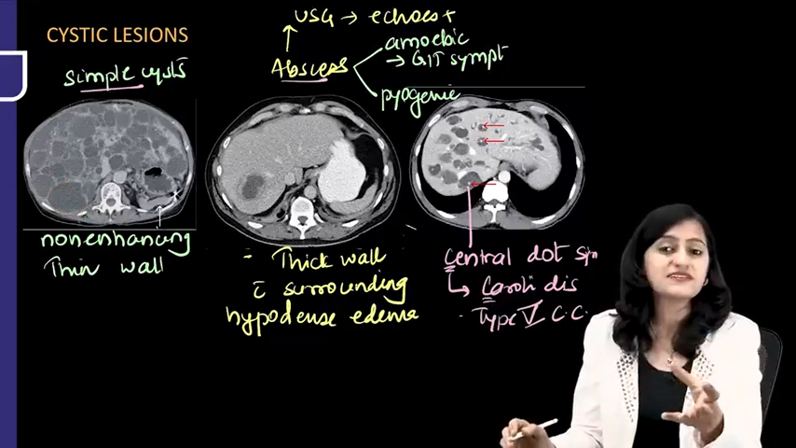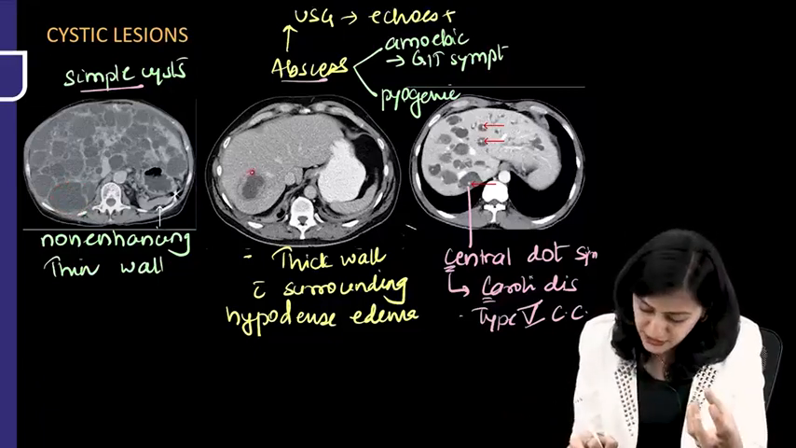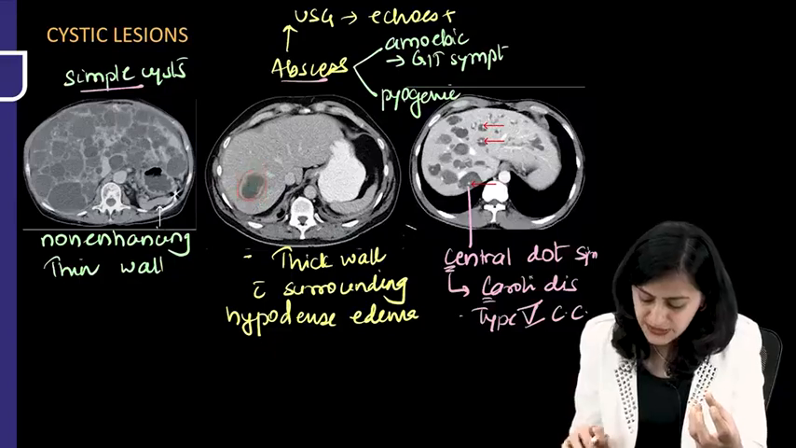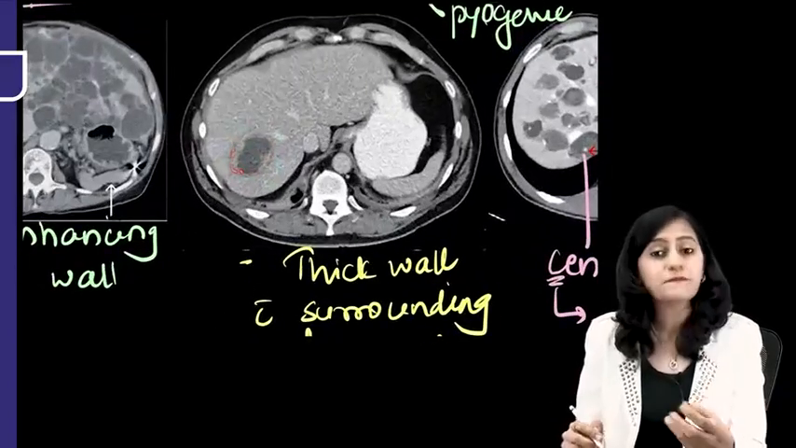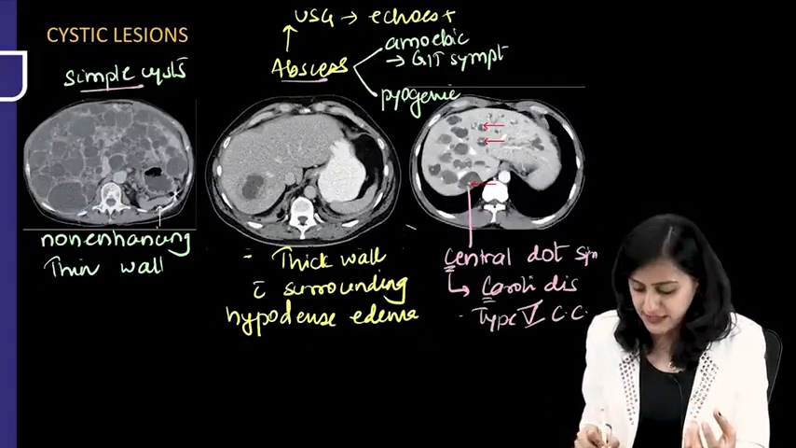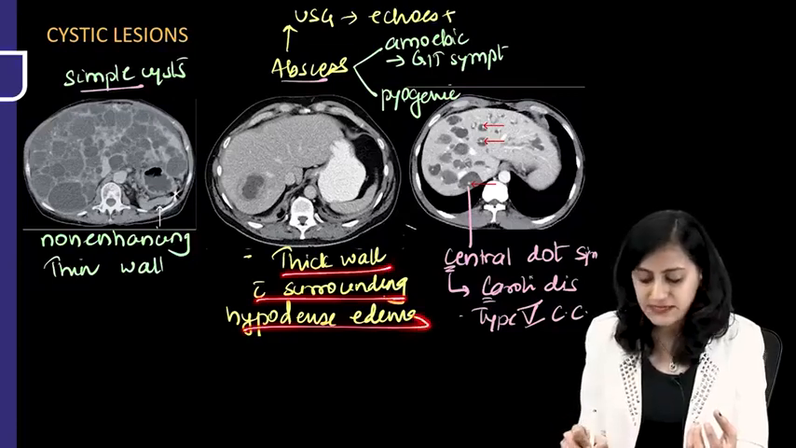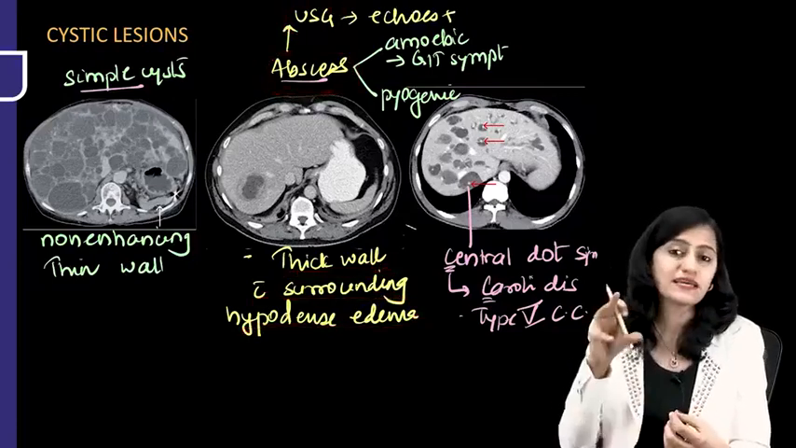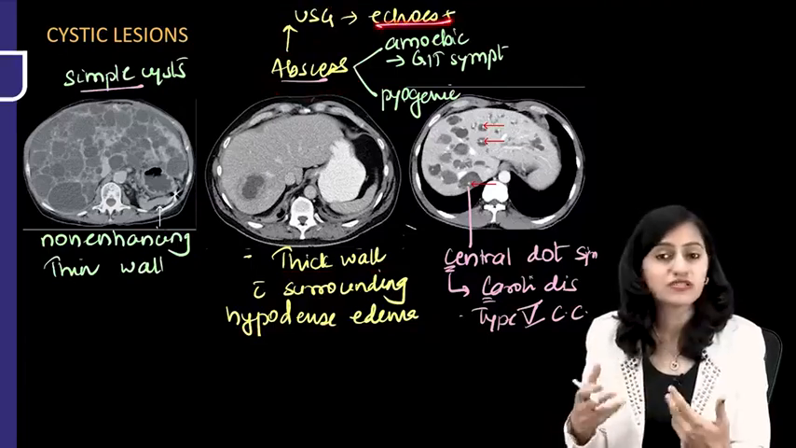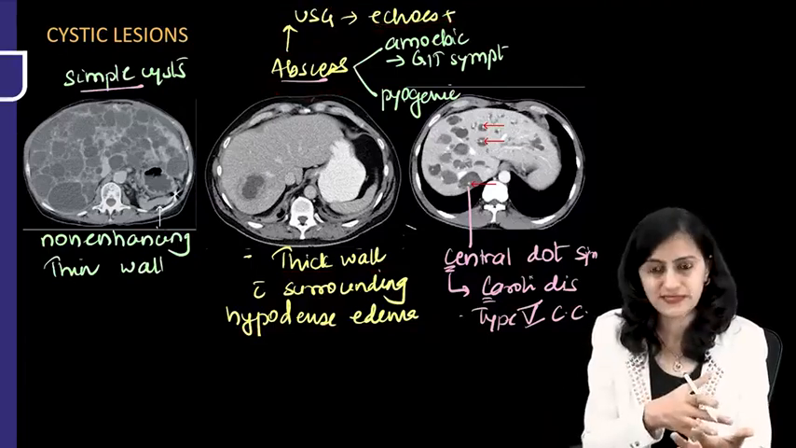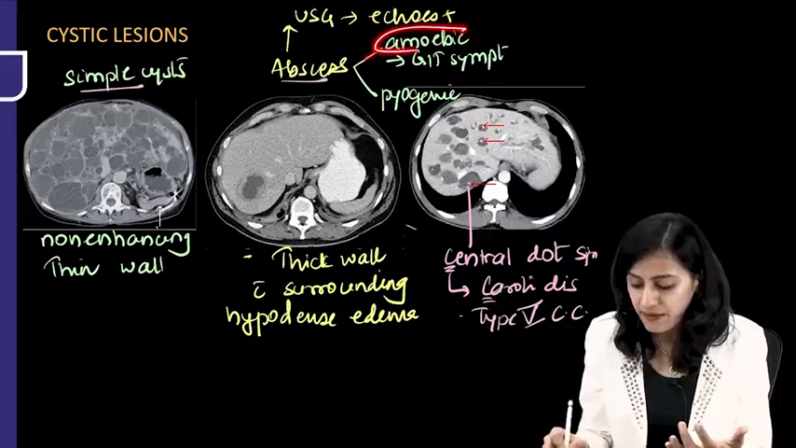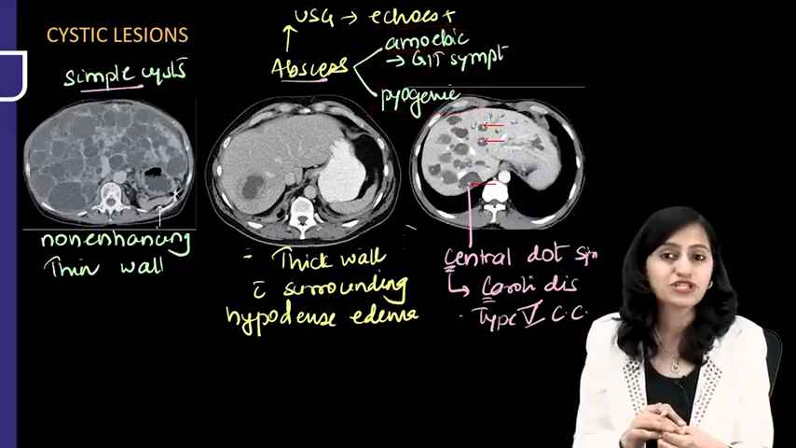Now if a cystic lesion has thick wall, so like you see here, there's a thick wall with the surrounding hypodense edema, then we think of abscess. So thick wall with surrounding edema is abscess. On ultrasound in the abscess, we would see the echoes and debris within because of the pus. Now the abscess could be the amoebic liver abscess or it could be pyogenic abscess.